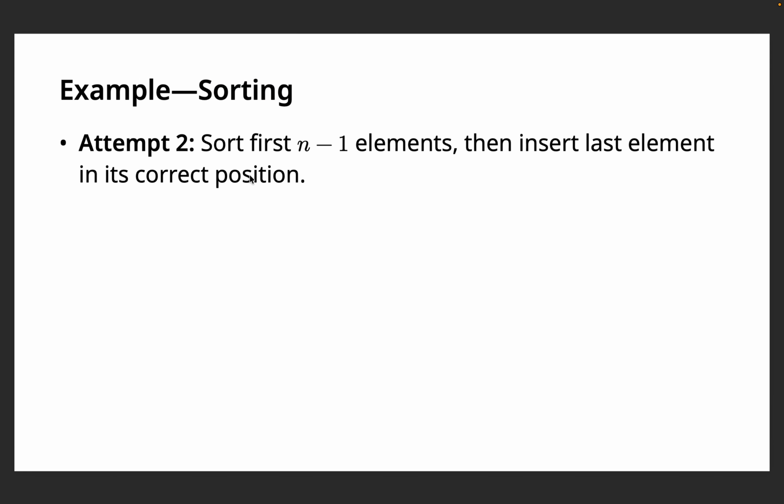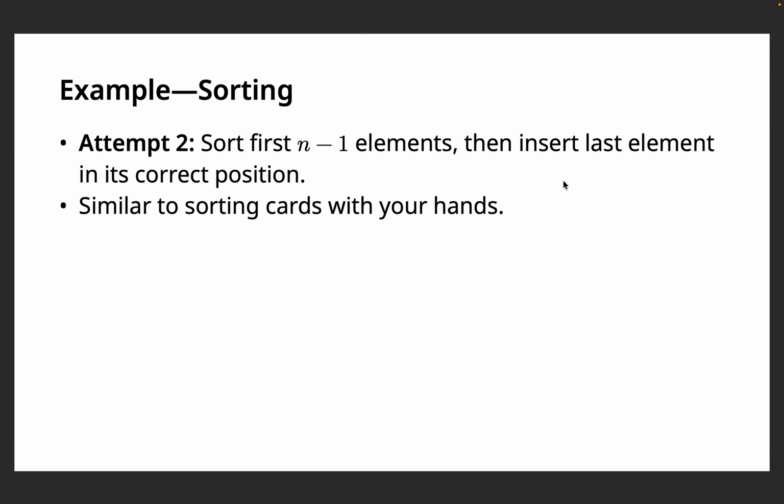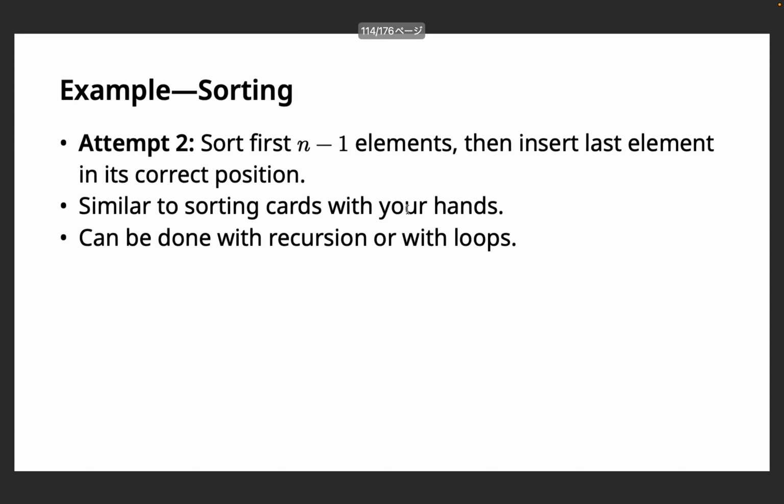Okay, what's another thing that we can do? Well, what if we try to do kind of the reverse? For selection sort, we looked at what to consider for the first element. Here, at each step, we're going to sort the first several elements, then put the last element where it's supposed to be. So this is also how you could possibly sort cards with your hands. And just like the previous example, you can do it with either recursion or with loops.